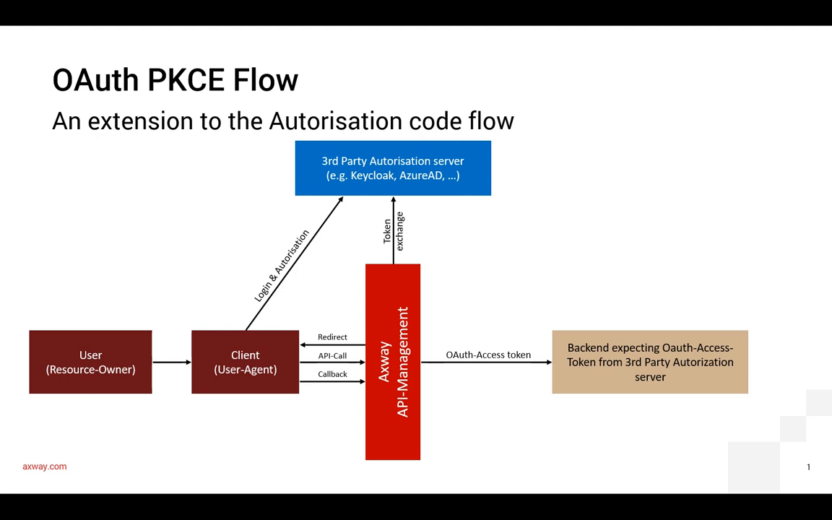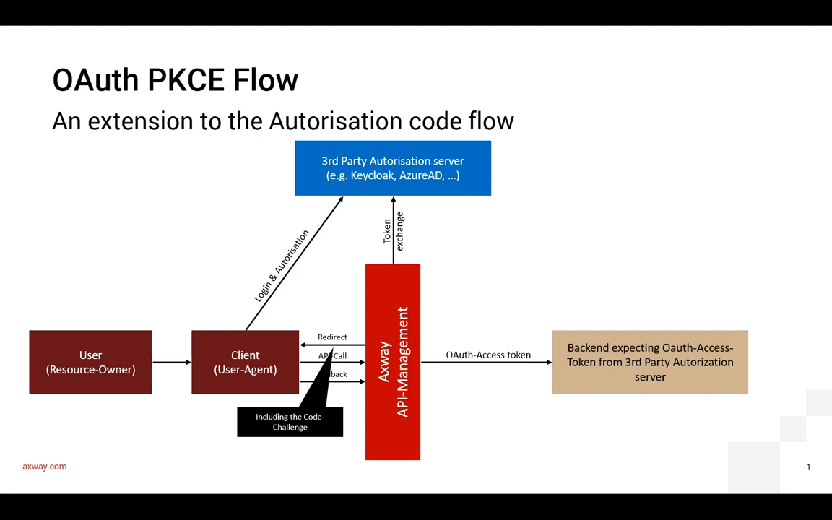the authorization request does not contain the client ID and secret. Instead, it contains the client ID and the challenge. This challenge is created by the client initiating the authorization request, and the code challenge is based on something called the code verifier. So we are performing that redirect, including a code challenge.